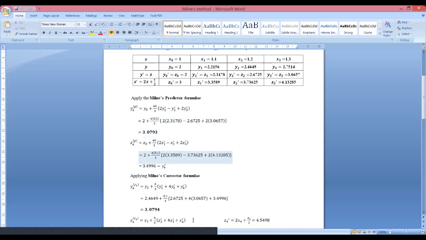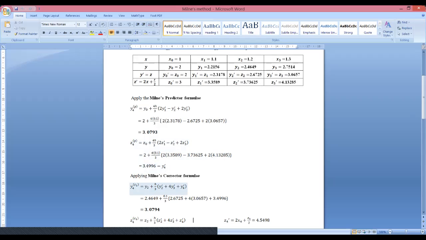Now substitute them in the formula, calculate it, then we get the value of z4 raised to p as 3.4996. Now z4 is nothing but y dash. So sorry, y4 dash. Z is nothing but y dash. So z4 is nothing but y4 dash. Now once we get this value of z4 raised to p, then we have to go for Milne's corrector formula.